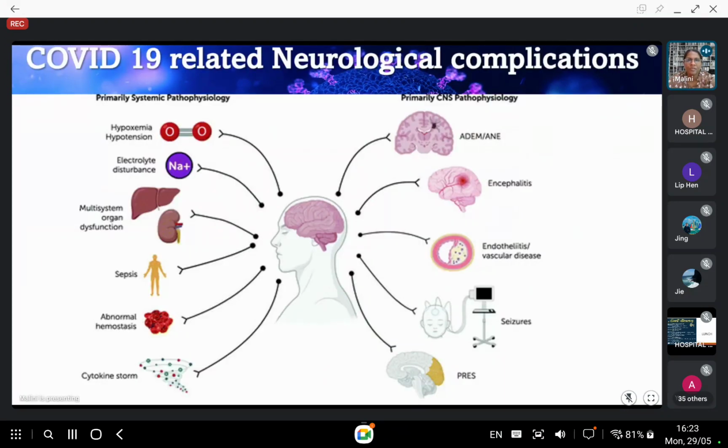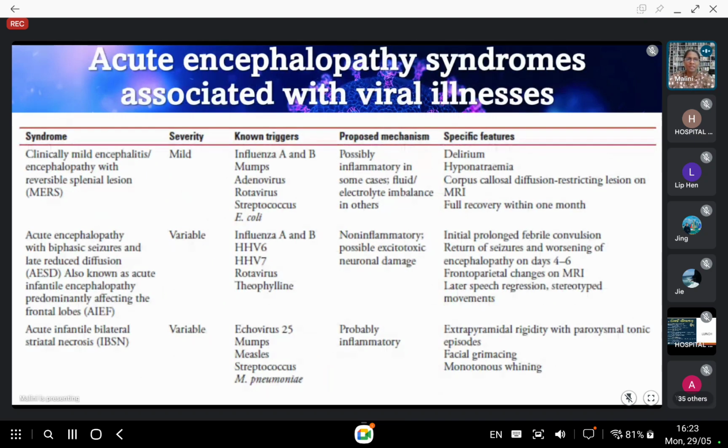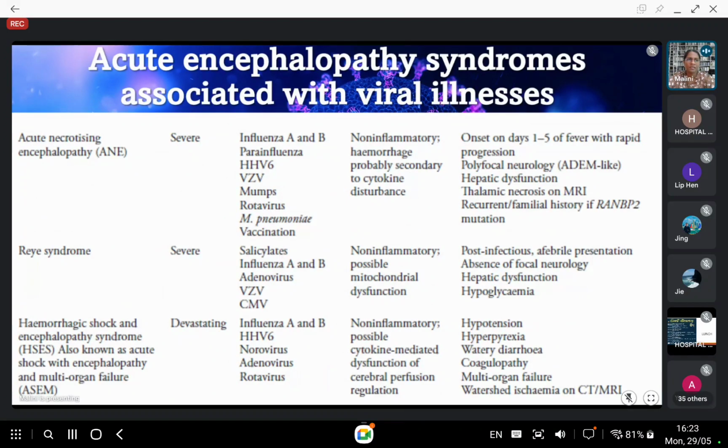And then there's COVID-19 related neurological complications, and there's a lot. I think I will just skip this. And then I think post-viral infections, we have a lot of post-viral encephalopathy syndromes like AES, MERS, IBSN, and NEC, and HHE.